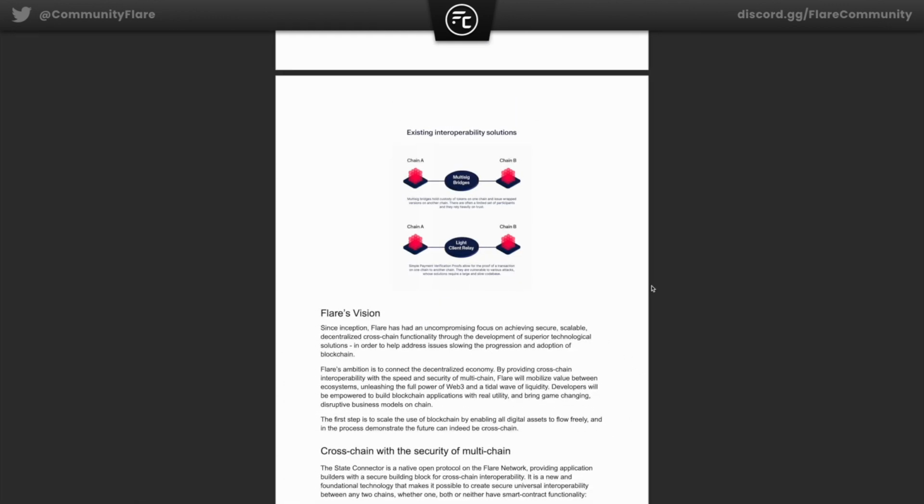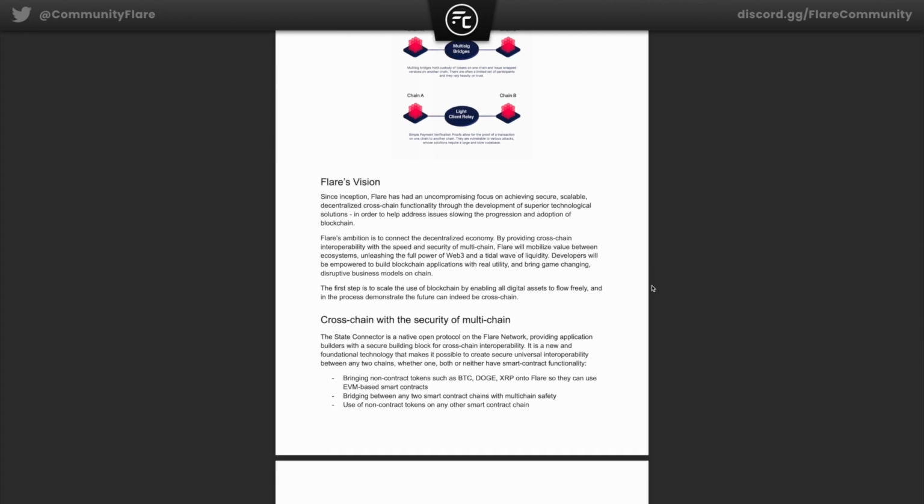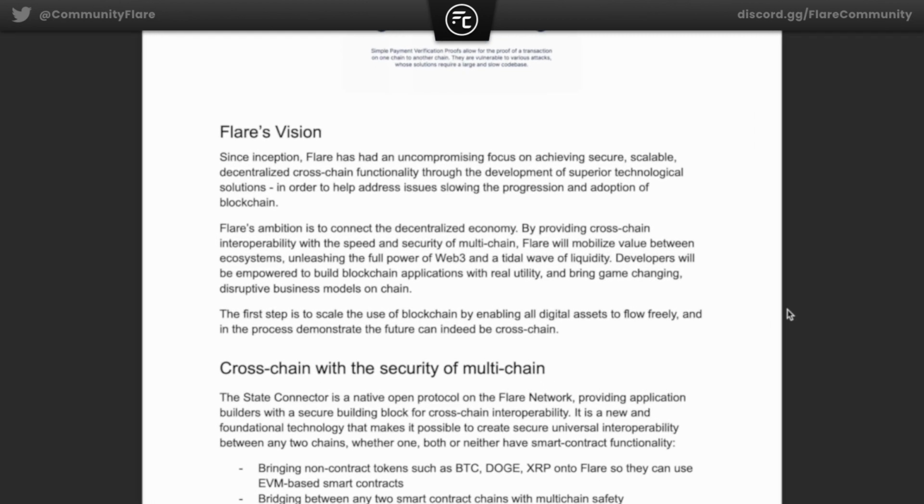So that's enough of the past. Let's talk about Flare's vision. Since inception, Flare has had an uncompromising focus on achieving secure, scalable, decentralized cross-chain functionality through the development of superior technological solutions. In order to help address issues slowing the progression and adoption of blockchain, Flare's ambition is to connect the decentralized economy.